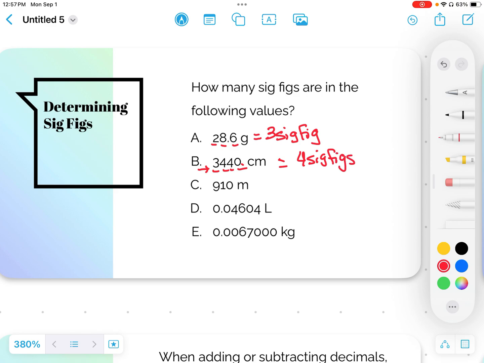Looking at C, 910 meters. Now there is no decimal present. So what we're going to do is we're going to swim from the back end until we hit a number. And then everything in front of it is significant. So there's 2 sig figs here.